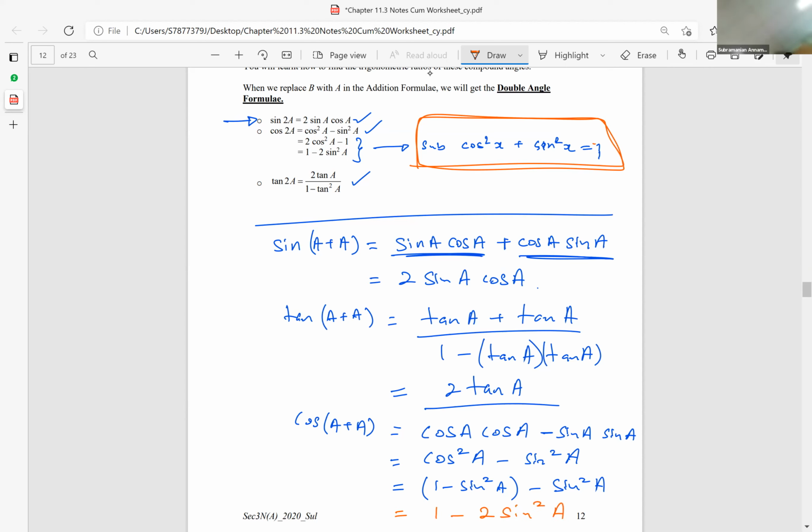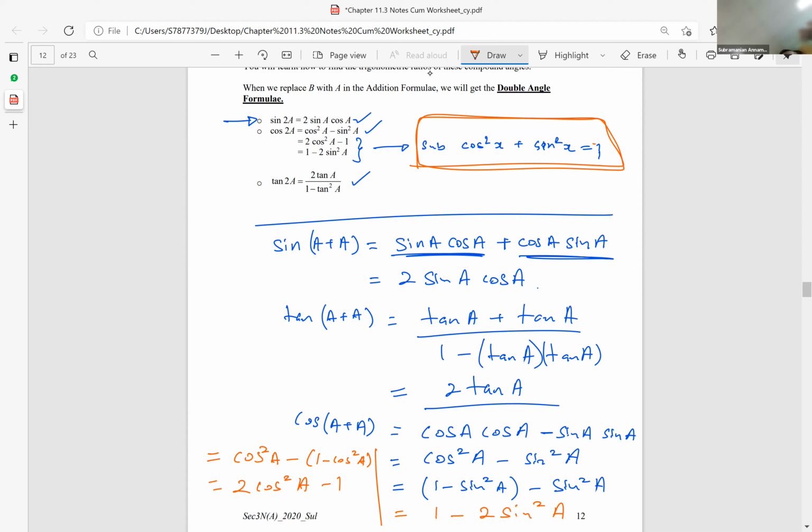Now you can do the same for sine squared as well. You can replace sine squared A with 1 minus cosine squared A. In that case, you get one more combination. Replace this and you get 2 cosine squared A minus 1. So I have already proved all the three things over here. It's simple manipulation, not that tough.